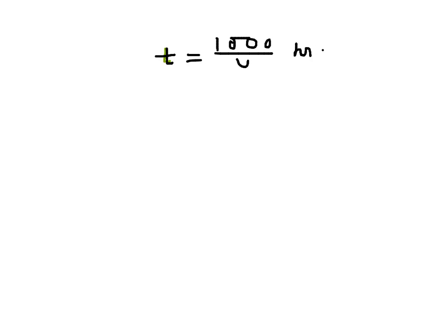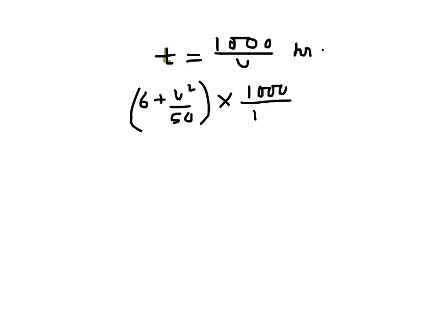Now it's given that the cost of fuel is 6 plus v square over 50 gallons per hour. So this is the amount of fuel that is spent. So this is the total hours times this, in order to find the cost, this is the total fuel used, and times 0.5 is the cost of the fuel.